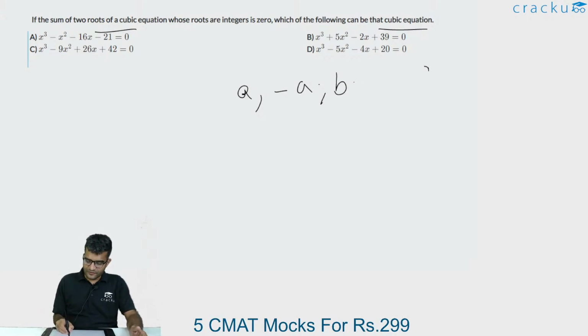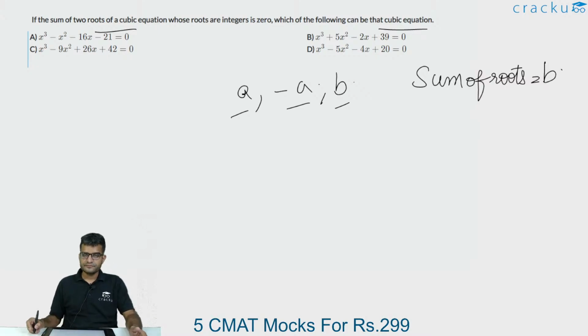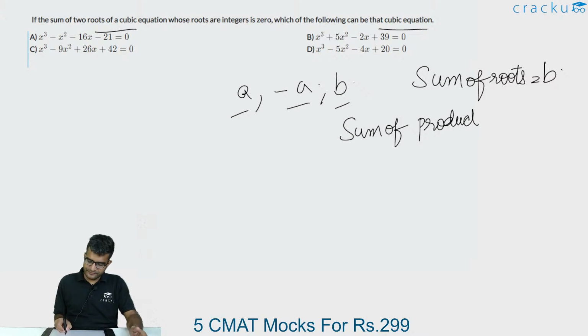Now what is the sum of the roots? The sum of roots is equal to a plus minus a plus b, which is equal to b. What is the sum of product of roots taken 2 at a time?